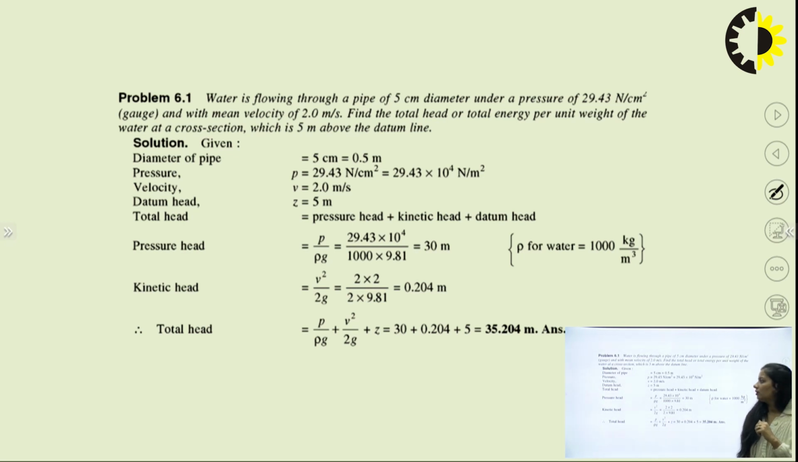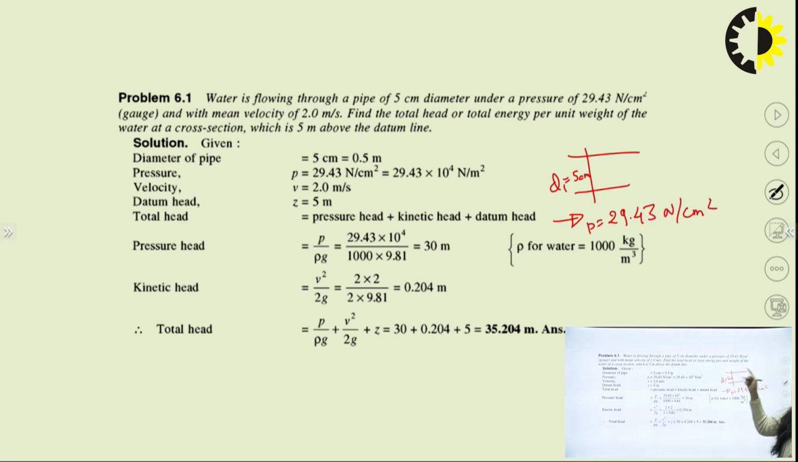Now there is a problem. Problem number 6.1, we have taken that problem from your book by R.K. Bansal. Now, problem 6.1 states that water is flowing through a pipe of 5 centimeter diameter, under a pressure of 29.43 Newton per centimeter square.